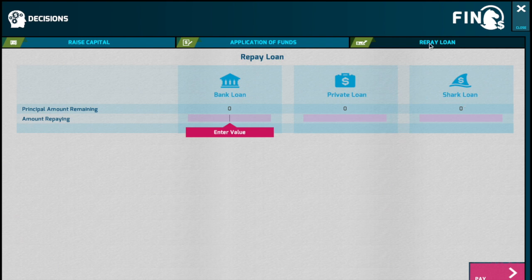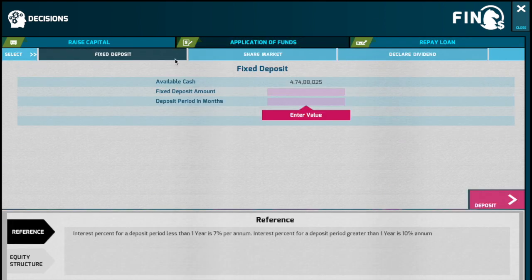The excess cash that you generate from operations can also be invested in fixed deposits and as well as in share markets. The finance role plays a pivotal role in ensuring you have a profitable growth. Exercise financial prudence. As the head of finance, you hold the key to one of the most important winning conditions, which is the book value of share.